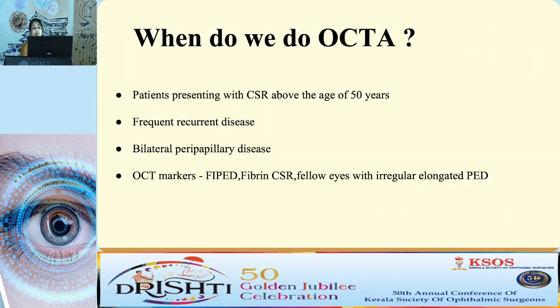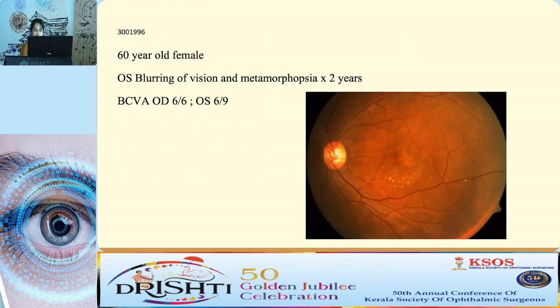So when do we consider doing an OCTA in a case of CSCR? CSCR patients who present above the age of 50 years. Frequent recurrent disease: in frequent recurrent disease, the persisting subretinal fluid might be because of an underlying CNV. Bilateral peripapillary disease: many times, peripapillary disease clinically presents as neurosensory detachment, but there might be an underlying PCNV which is missed. And there are specific OCT biomarkers which will tell us to do an OCTA in CSR, which I'll be dealing with.